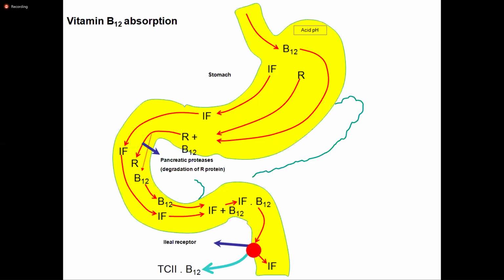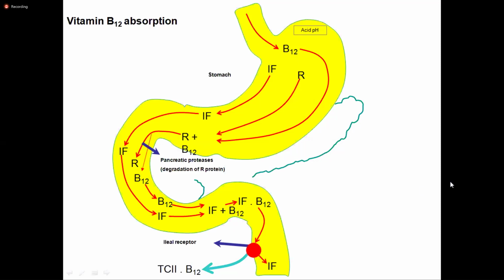This is a diagrammatic representation which will be very important when you are asked in the exam to write down the metabolism of vitamin B12. You have to draw this image and describe how vitamin B12 is digested and absorbed in the intestine and transported in the blood to the different tissues. So this is up to the digestion and absorption.